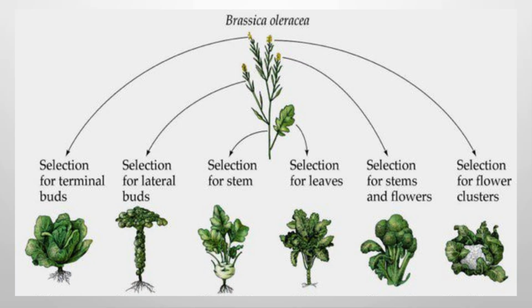For example, selecting plants with big terminal buds made cabbage, no? Selecting lateral buds made Brussels sprouts. Selecting thick stems made kohlrabi. And selecting large leaves made kale. Selecting stems and flowers made broccoli. And selecting flower clusters made cauliflower. All these vegetables are cousins that came from the same ancestor plant, and it changed through selective breeding, not genetic engineering.